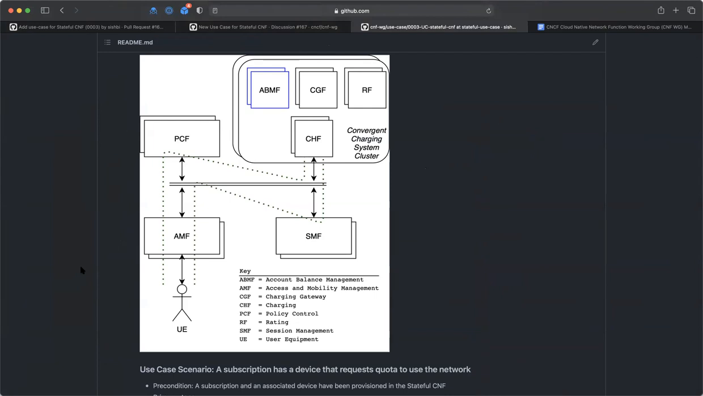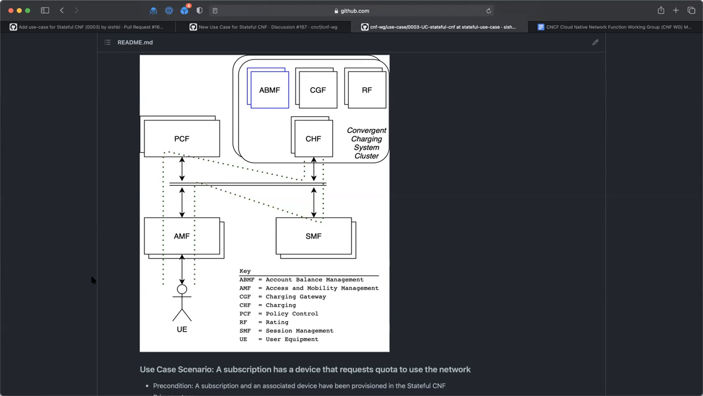So this diagram that you can see on the screen is a basic use case for how a user with a device interacts with the convergent charging system. And the element within the CCS that needs to manage state is this block here, which is the account balance management function.